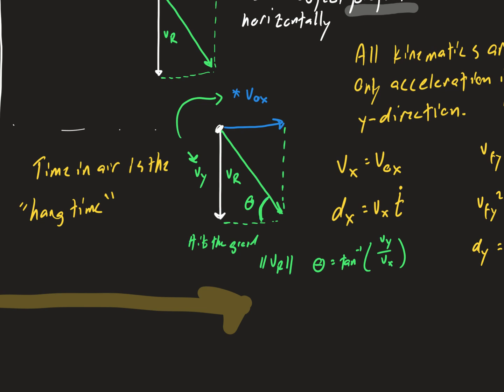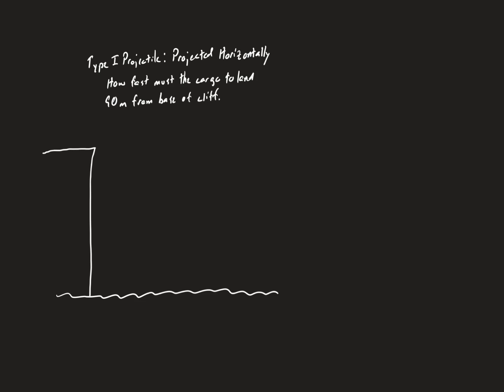Okay, so we are now going to talk about how to do one of these. I'm going to call these a type 1 projectile, something projected horizontally from an elevated surface, or a ball being kicked off a cliff. This is one of the first examples in your book, but I like calling it this way. So once again, a type 1 projectile is an object projected horizontally. This one is a car driving off a cliff, like a stunt car or something. We want to make sure it lands 90 meters from the base of this particular cliff. This cliff, we know, is 50 meters tall.